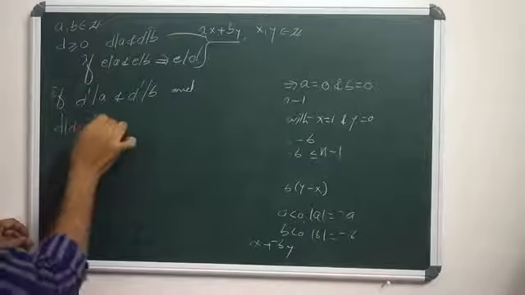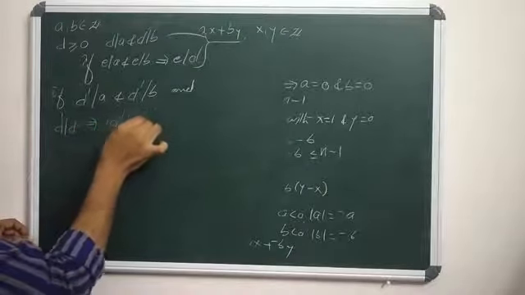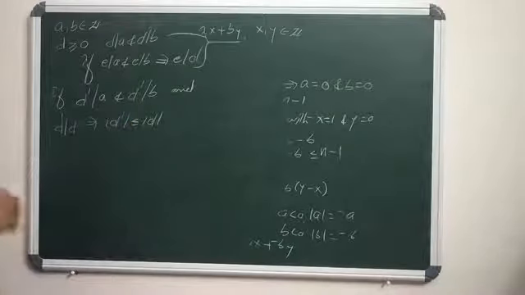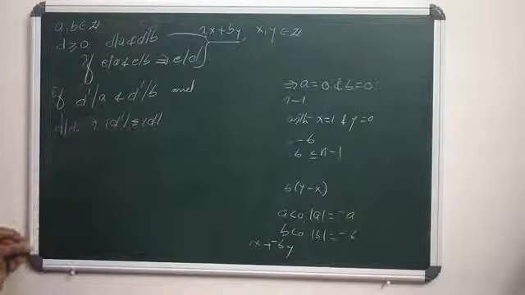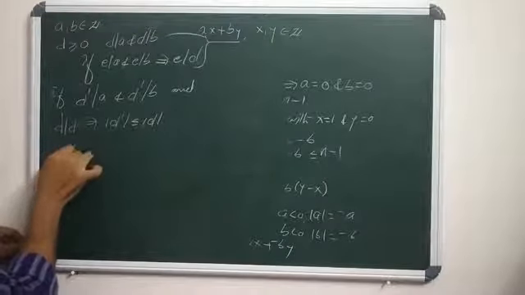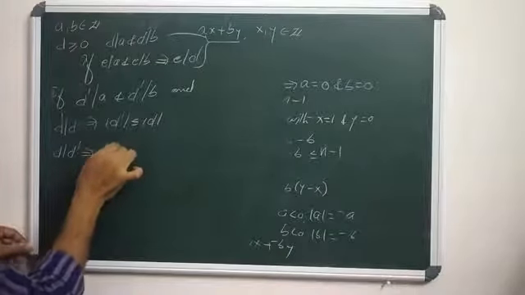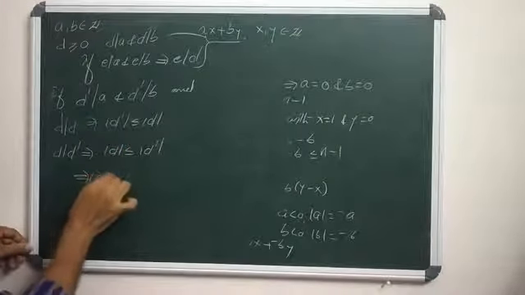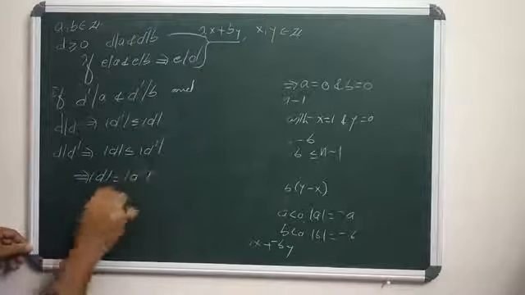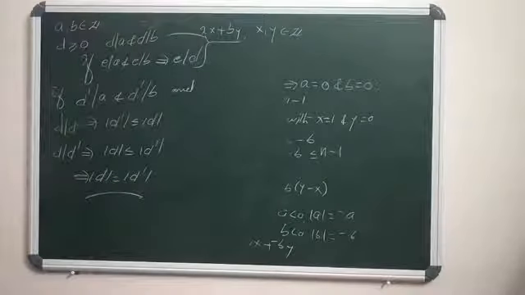D dash divides D means we have mod D dash less than or equal to mod D. Why? Because we already proved this result: when n divides D, then mod n is less than or equal to mod D. So when D dash divides D, then mod D dash is less than or equal to mod D. Similarly, if D divides D dash, then mod D is less than or equal to mod D dash. Combining these two results, mod D equals mod D dash. So the uniqueness of D is preserved.